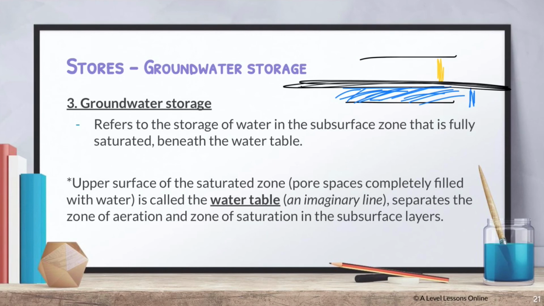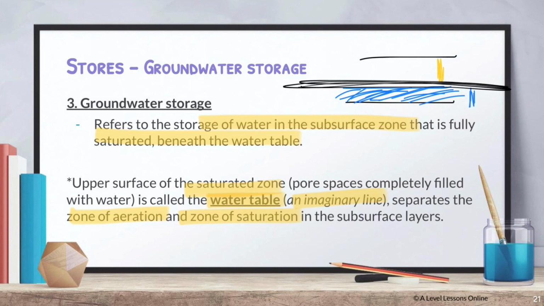Alright. Next, groundwater storage, like I've just said, refers to the storage of water in the subsurface zone that is fully saturated below the water table. The upper surface of the saturated zone is called the water table. The water table is basically an imaginary line where the pore spaces are completely filled with water, and it separates the zone of aeration from the zone of saturation.